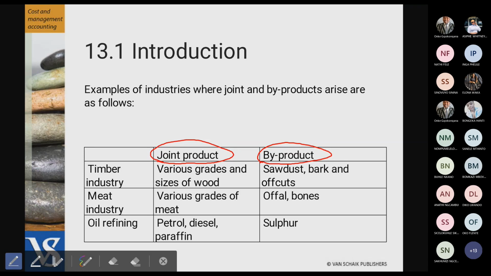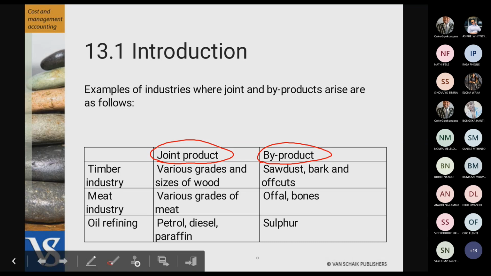Same applies with the meat industry, your various grades of meat. Then you've got the offal and the bones. Sometimes even the carcass on its own we can make a byproduct. In oil refining, they'll produce your petrol, your diesel, and paraffin. Then they've got the sulfur on the other hand, which is going to come as a byproduct in that particular type of industry.